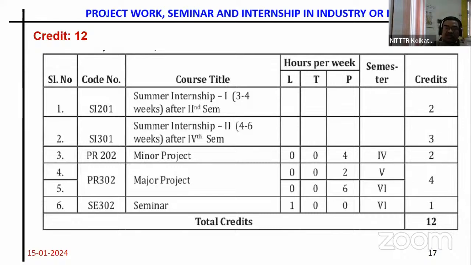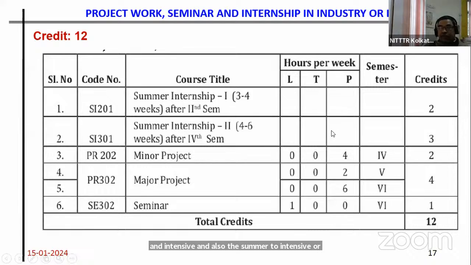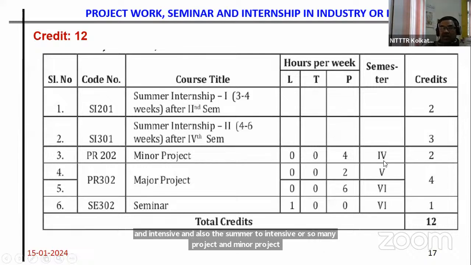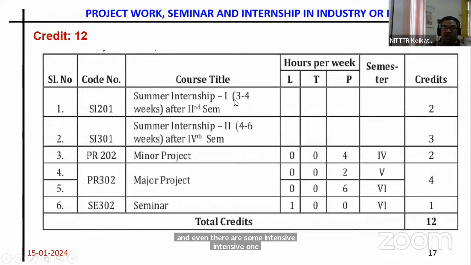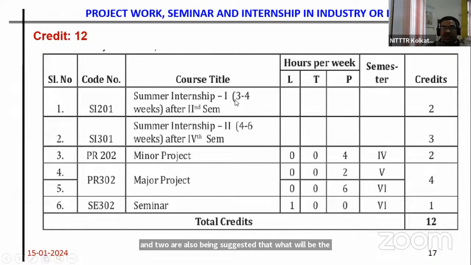These are called mini project, major project, and internship, and also the summer internship, mini project and minor project, including the seminar. They have been allocated in different semesters: semesters 4, 5, and 6. Total credit will be 12. Summer internships 1 and 2 are also suggested, with a duration of 3 to 4 weeks.